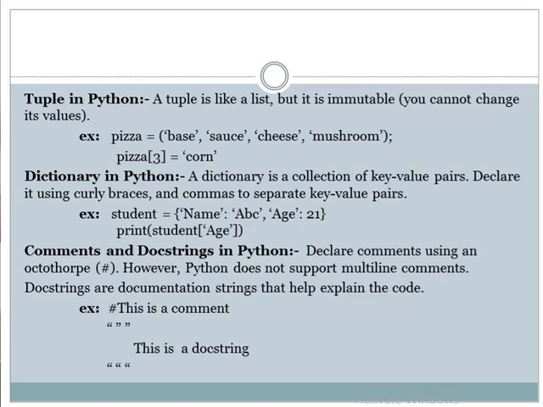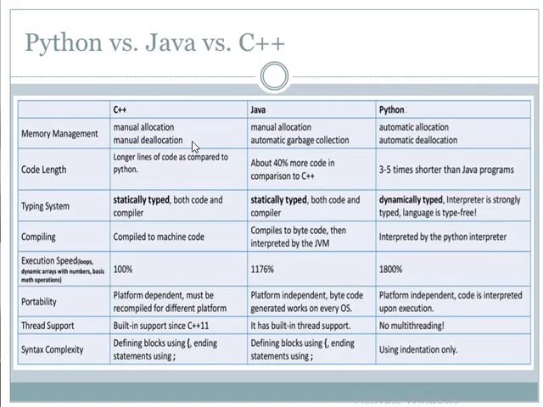Comments and doc strings in Python. Declare comments using a hash symbol. However, Python does not support multi-line comments. Doc strings are documentation strings that help explain the code. Here is an example of comment and doc strings.